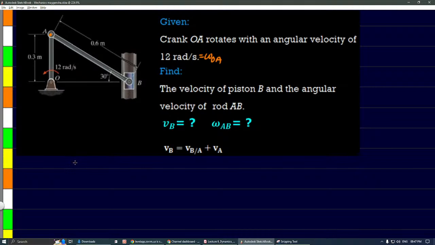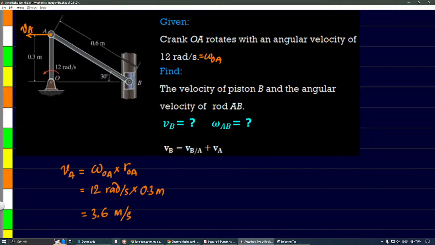How do we start? We have to start with the velocity of A. Velocity of A will be omega of OA times the radial distance OA. Omega OA is known, that is 12 radians per second, into the radial distance 0.3 meters. Multiplying them, we get 3.6.